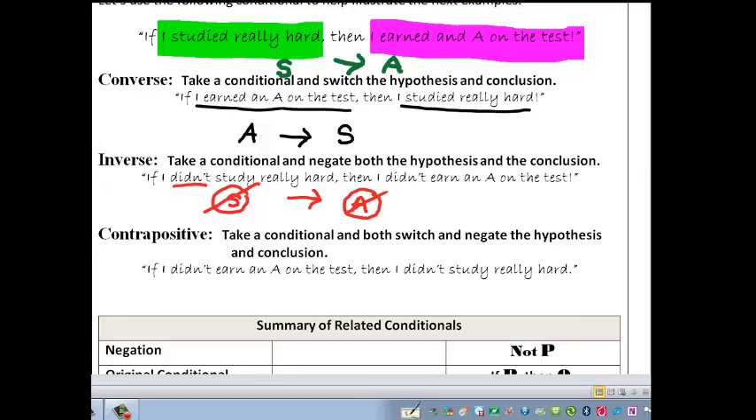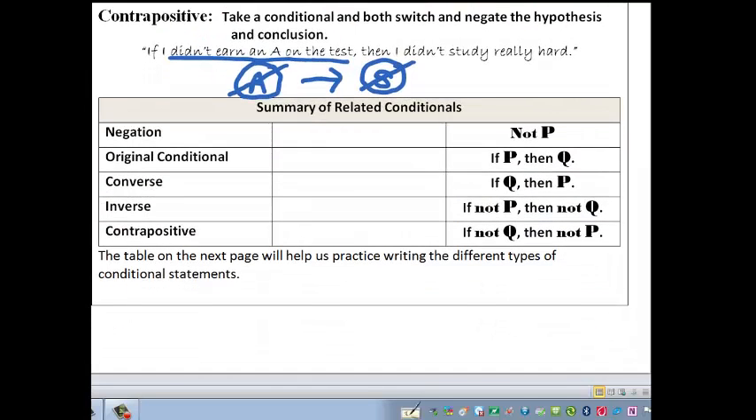And the last one's called the contrapositive, and this is where a lot of stuff happens. We're taking our original conditional and we are switching around the order and we're negating it. So we're doing both the converse and the inverse. Again, we're switching the order and negating, taking the opposite. So how does it read? If I didn't earn an A on the test, then I didn't study really hard. I didn't study really hard is the negation of our original hypothesis. And that's our contrapositive.